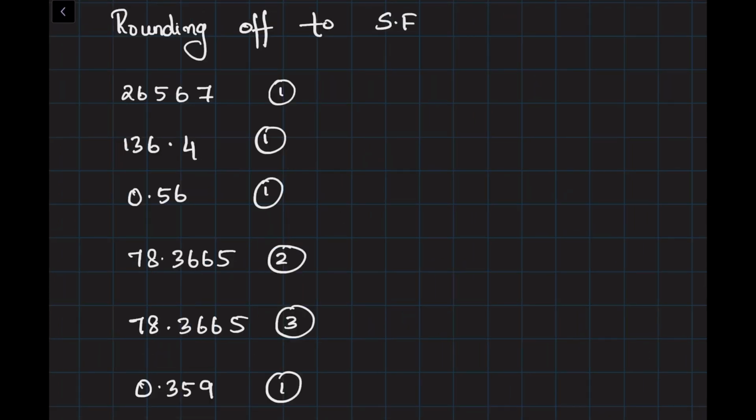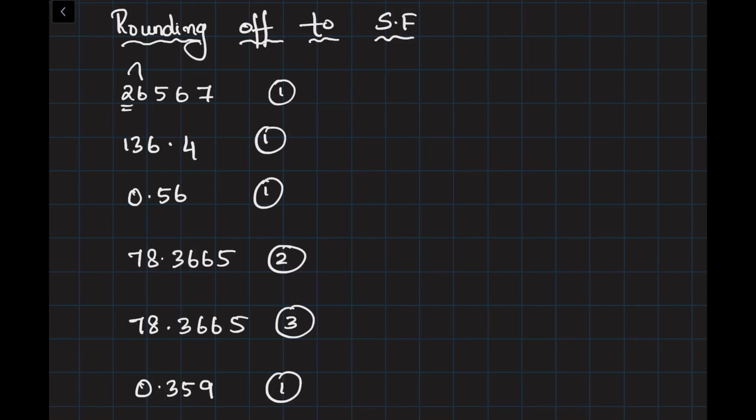Okay, next we can round off to a set of significant figures. So for the given set of numbers, we have to round off the following numbers to a particular significant figure. That's what we have to do. The first number is 26567. We have to round off to one significant figure. The first significant figure is 2. So to round off to one significant figure, you have to do the rounding over here.